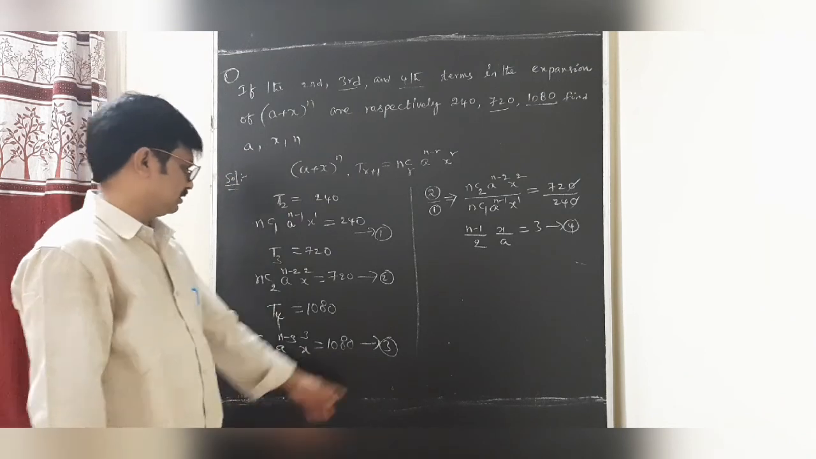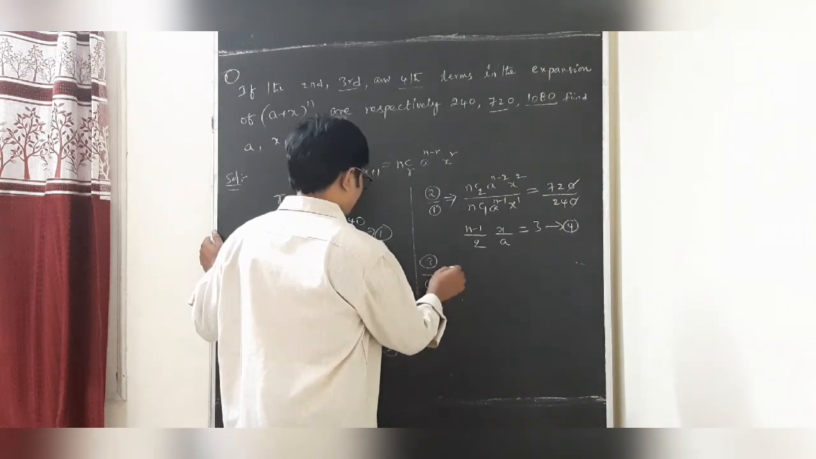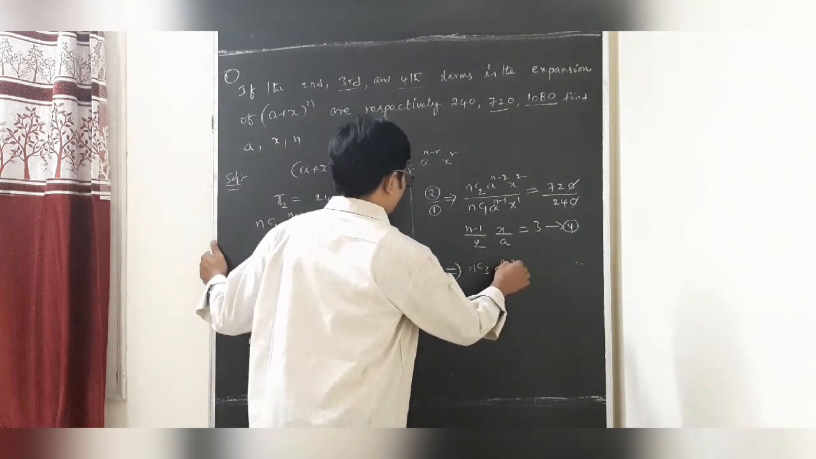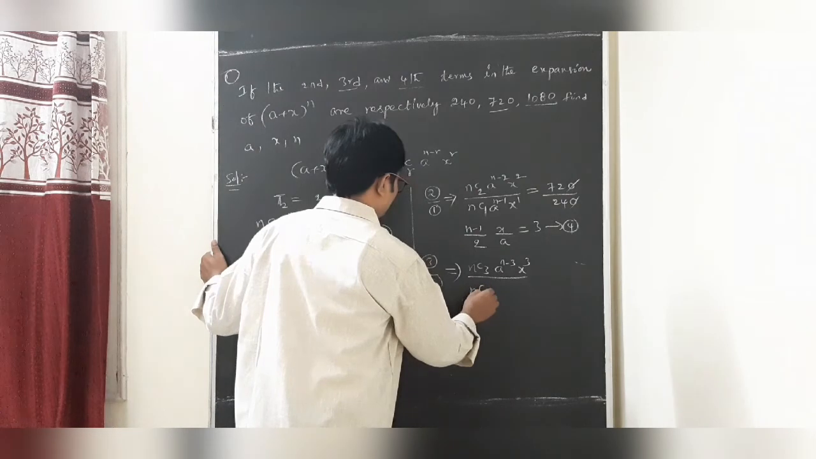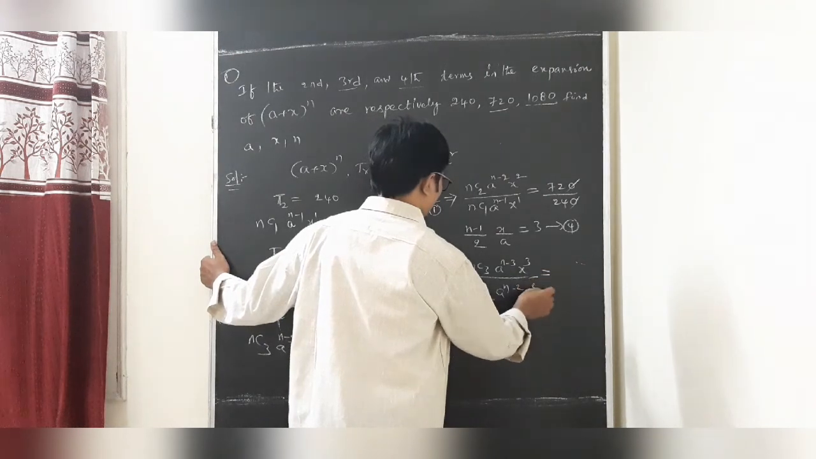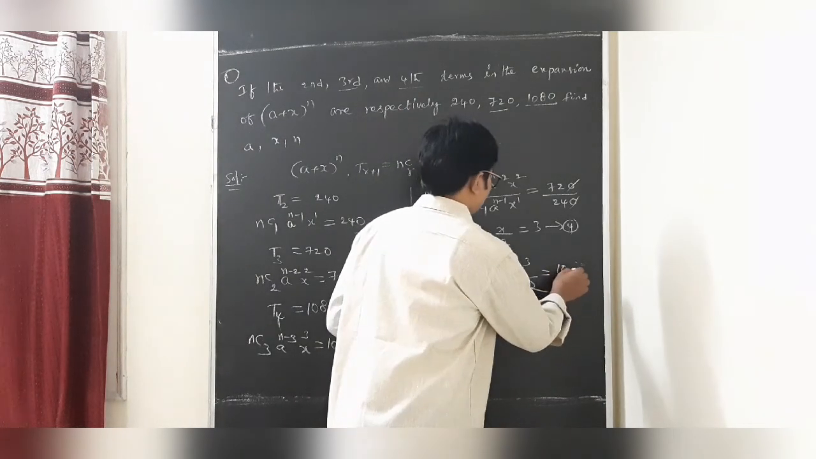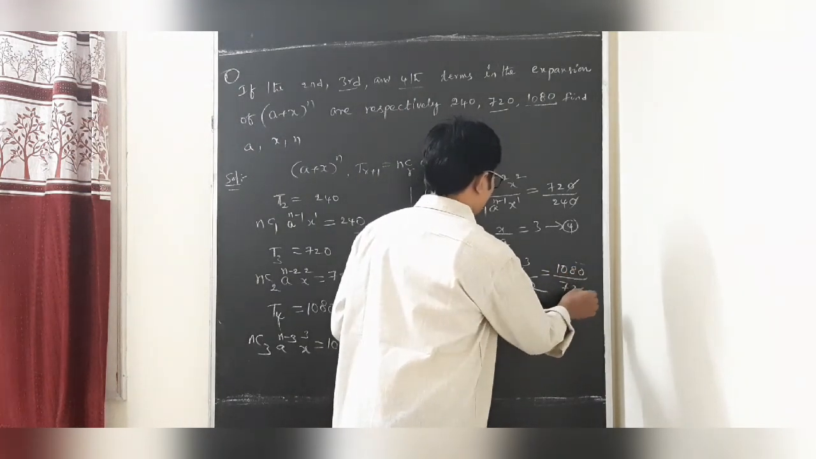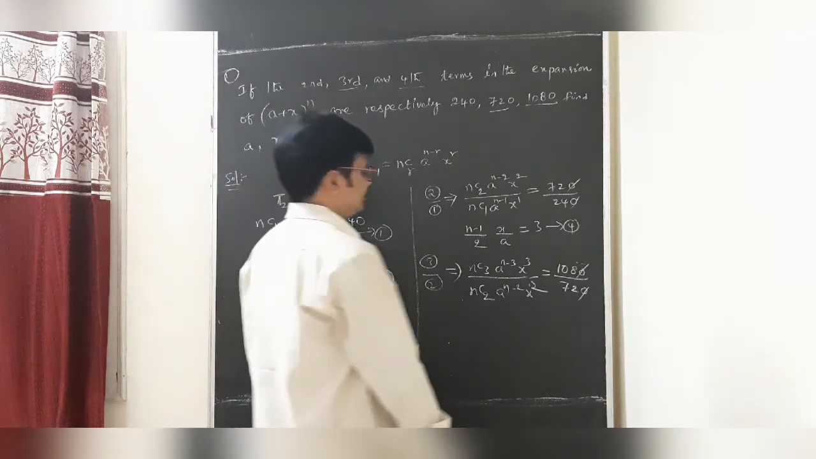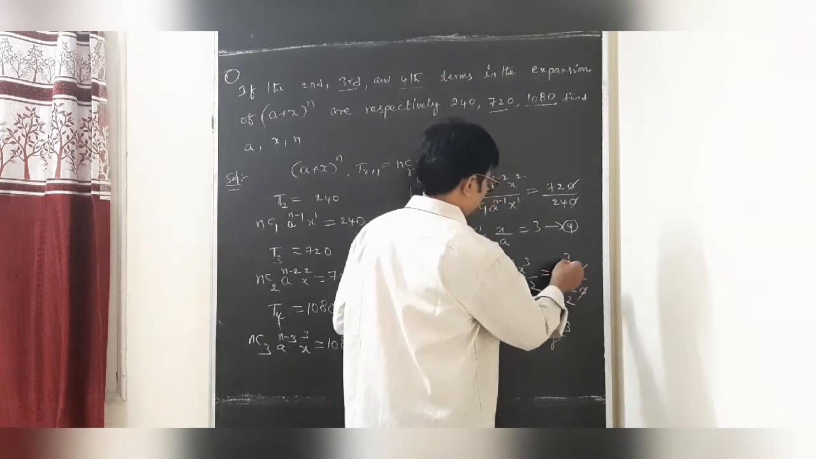After that, students, we are taking 3 by 2. When we take 3 by 2, that is nC3 a^(n-3) x^3 upon nC2 a^(n-2) x^2 equal to 1080 by 720. This is cancelled. My dear students, now this is 36 2s are, 36 into 3, 3 6s are 18, 36 3s are.